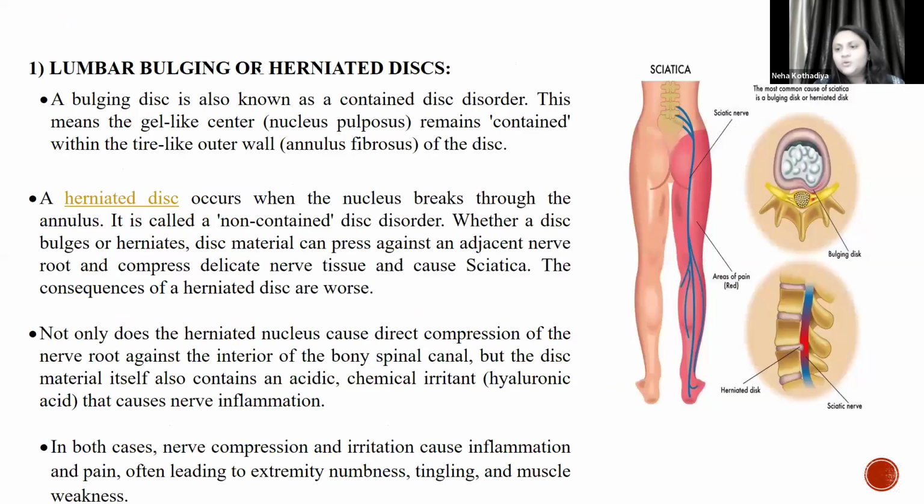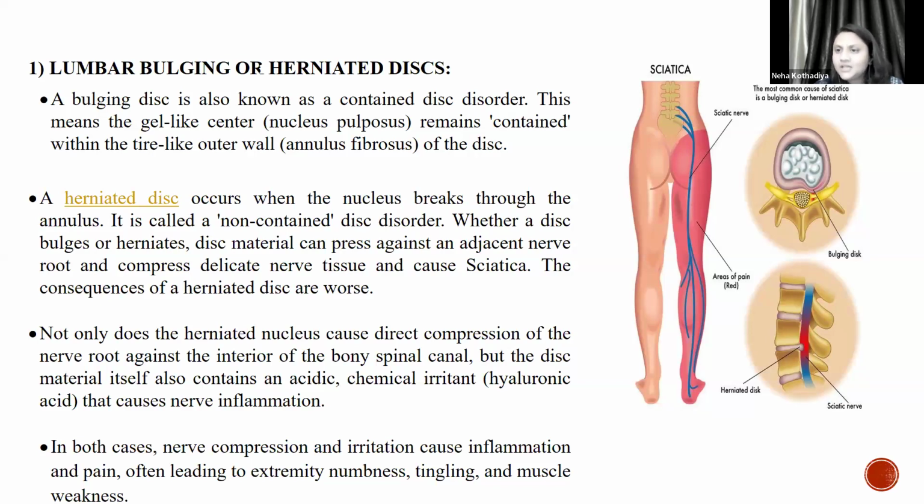Now we can see all the causes one by one. What is a herniated disc? A herniated disc, or bulging disc, is known as a contained disc disorder. This means the gel-like center remains contained within the tire-like outer wall of the disc. A herniated disc occurs when the nucleus breaks through the annulus. It is called a non-contained disc disorder. Whether a disc bulges or herniates, disc material can press against an adjacent nerve root, compress the delicate nerve tissue, and cause sciatica.